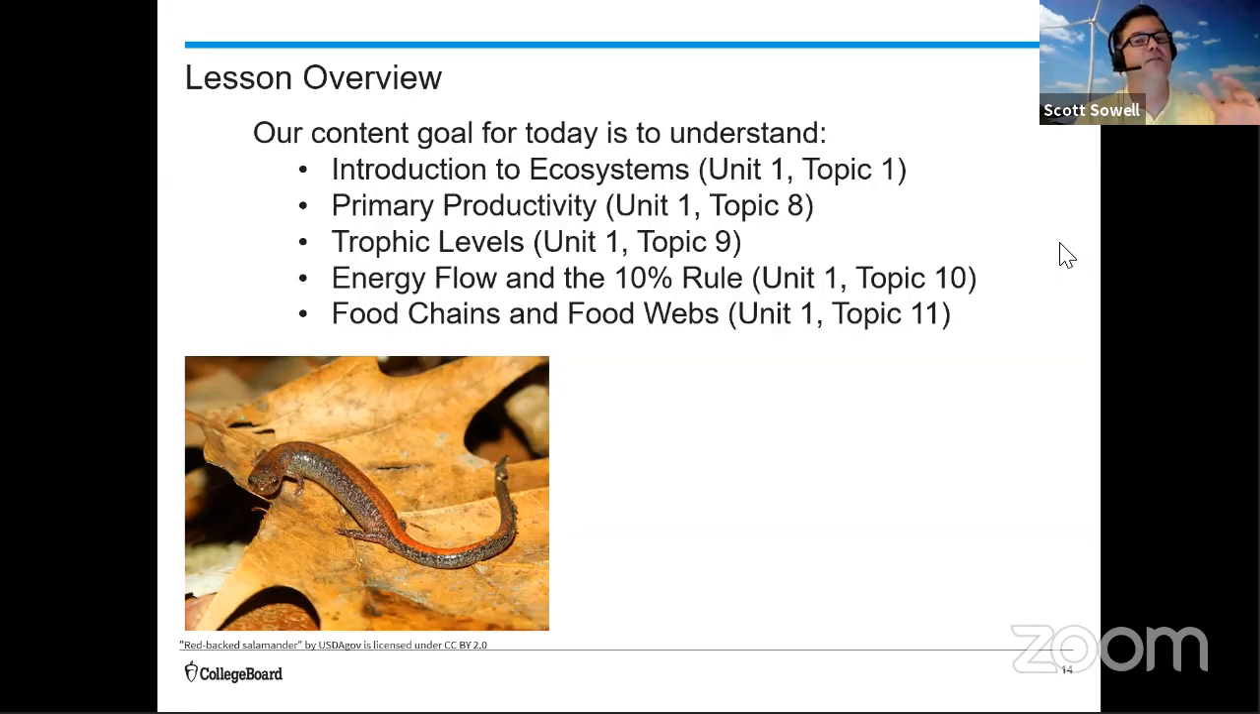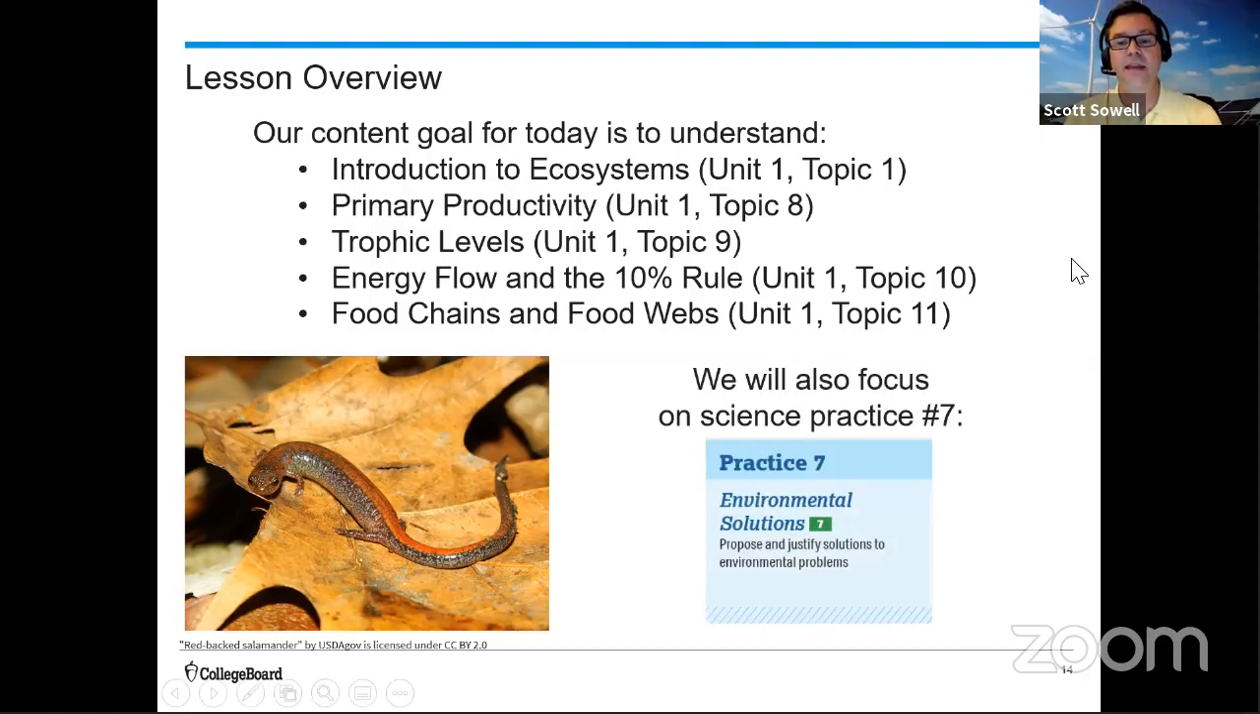And then I'm going to try to find a few points throughout these units to go, okay, let's stop and use it, because that's what the FRQs are going to ask us to do. It's not going to say, just give me a quick little piece of information. It's going to ask you to identify and describe and explain and justify, all those task verbs. So we'll try to find some time to do that today. And then particularly, we're going to focus on environmental solutions. So proposing and justifying solutions to problems.